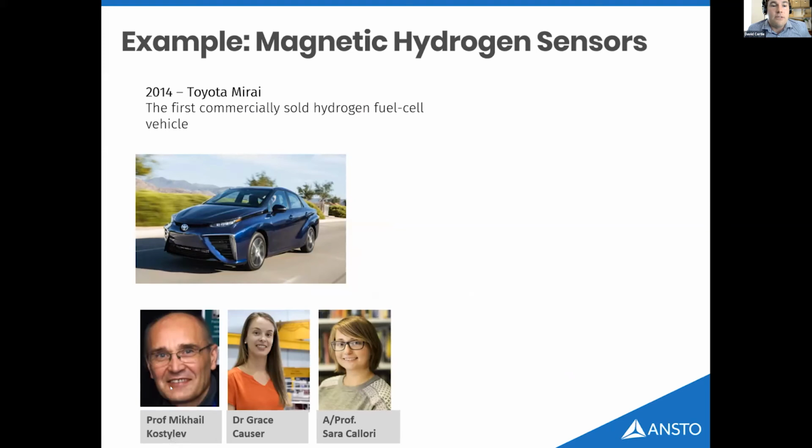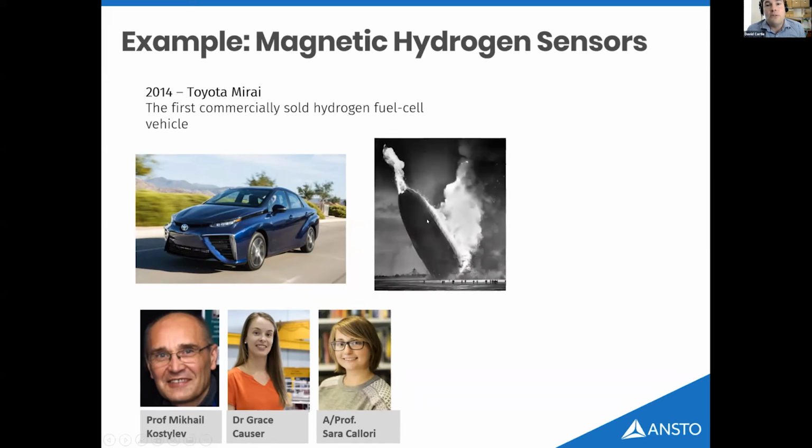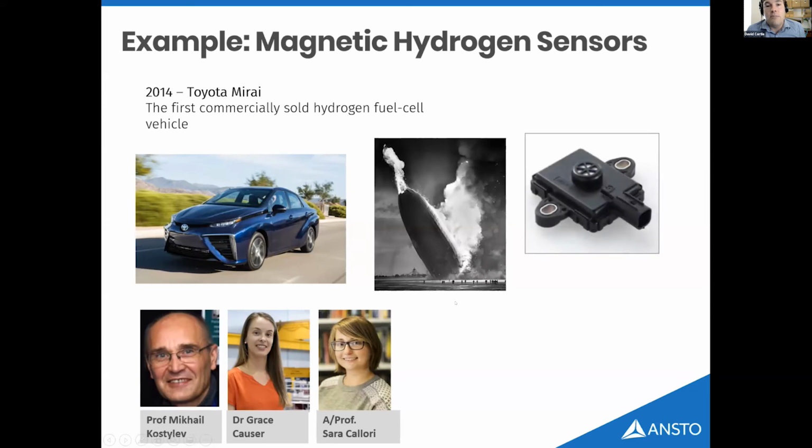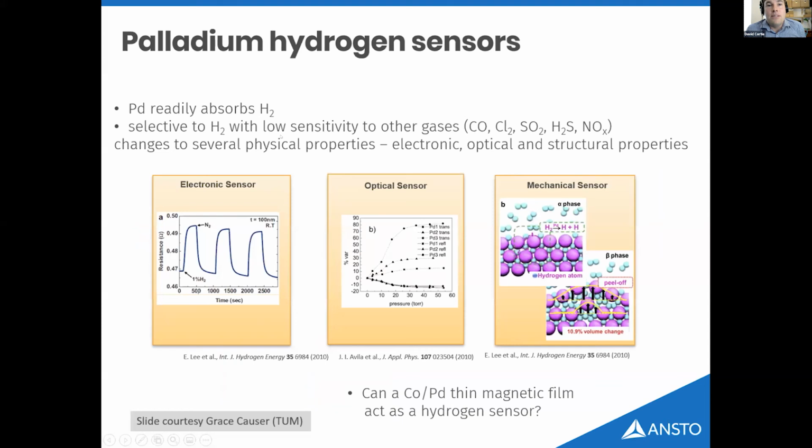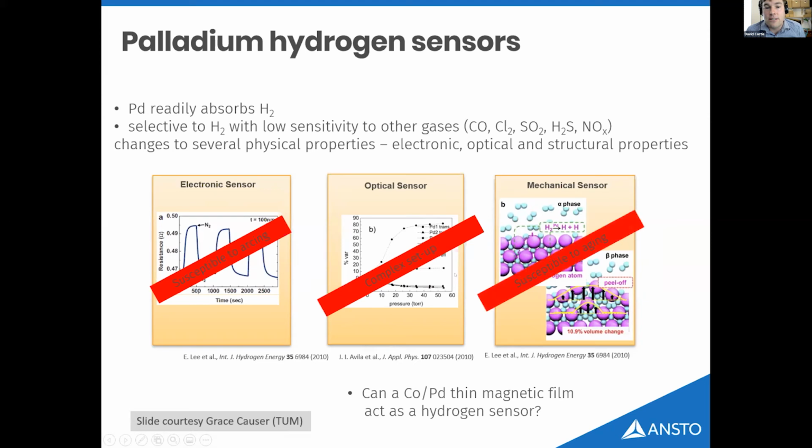This is work that was led out of University of Western Australia by Mikhail Kostelev, and he was looking at ways to develop magnetic hydrogen sensors. So, hydrogen is an amazing fuel potentially for electric vehicles. The problem is it obviously can be explosive, and so one needs sensors that can address this problem. And palladium is an important component in all known hydrogen sensors because it has a high selectivity for absorbing hydrogen. The problem is that in all palladium-based sensors, there are some shortcomings. For example, electronic sensors are susceptible to arcing. Optical sensors can be complicated to set up, and mechanical sensors tend to age.